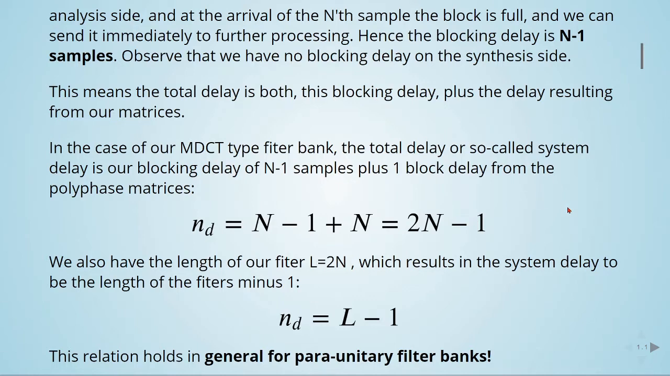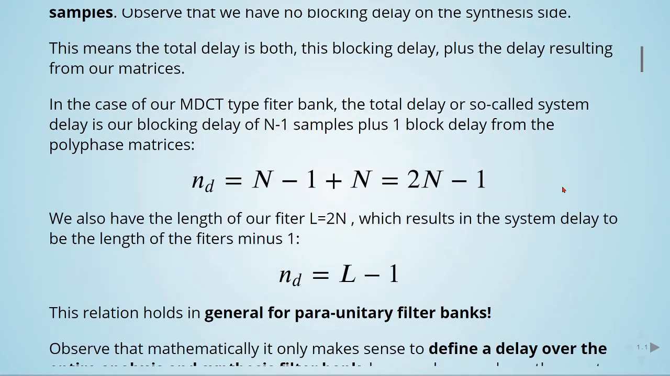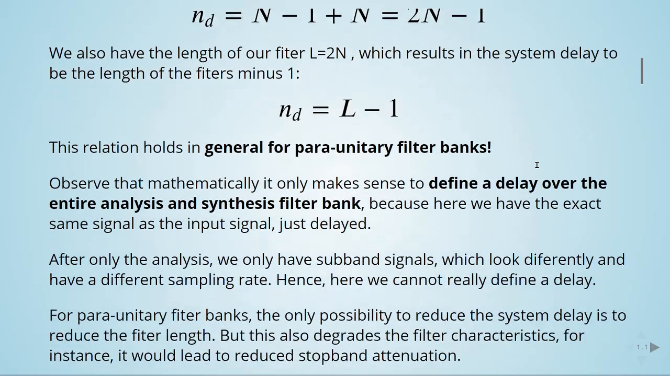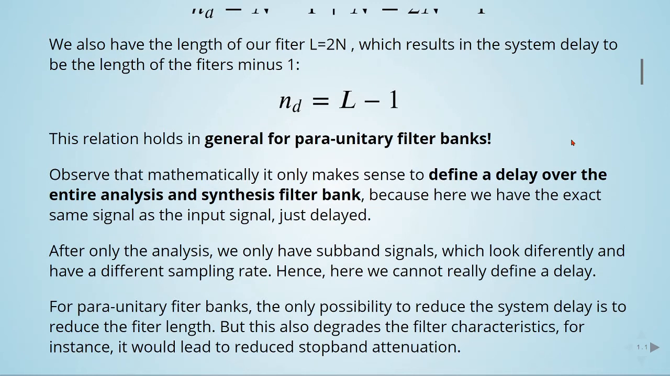In the case of our MDCT type filter bank, the total delay, or so-called system delay, is our blocking delay of N-1 samples plus one block delay from the polyphase matrices, and is given here, the nd. So it's our blocking delay of N-1 plus one block delay from the polyphase matrices. We also have the length of our filter, L equals 2N, which results in the system delay being the length of the filters minus 1. This relation holds in general for para-unitary filter banks.